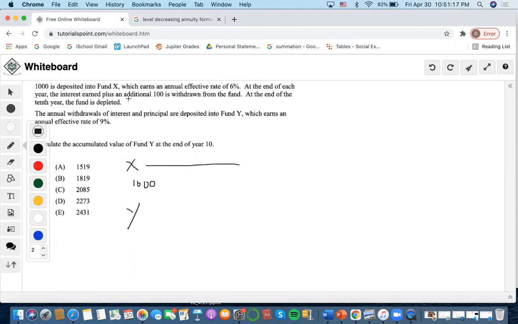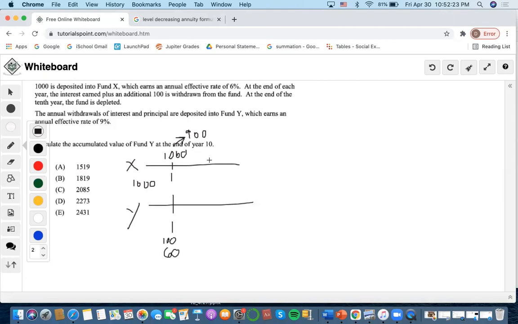So it says that at the end of each year, interest earned plus an additional 100 is withdrawn from the fund. Okay, well, on top of the initial 1,000, we multiply this by the effective interest rate of 6%, which is 60. So from here, this would grow to 1060, right? But the interest on top of an additional 100 is withdrawn from the fund. By the time we reach year one, we're going to have to withdraw 160 in total, which would mean that we would have 900 left in the fund, whereas at time one in this account, the deposit of 100 and an interest of 60 is made here.